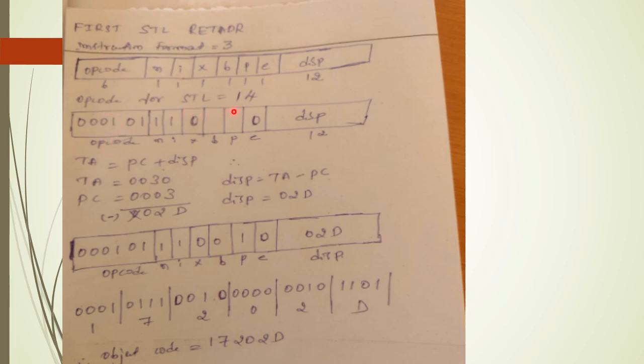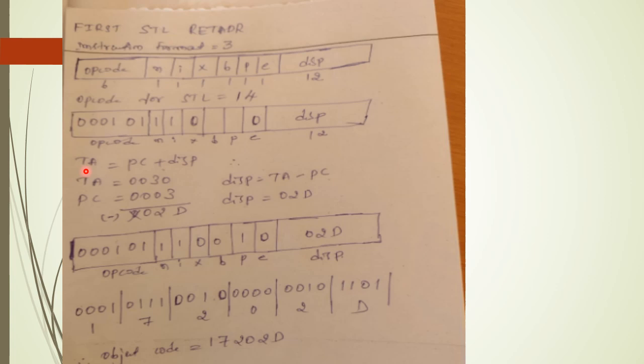So the opcode for STL is 14. The binary of 1 is 0001, and the binary of 4 is 0100, because it's only 6 bits. Here the operand is neither immediate nor indirect, so n and i are 1 1. In all the cases, neither immediate nor indirect, n and i are 1 1. If it is indirect, n is 1, i is 0. If it is immediate, i is 1, n is 0. Neither immediate nor indirect, both n and i are 1 and 1. It's not indexing, so x is 0. It's not extended format, therefore e is 0.